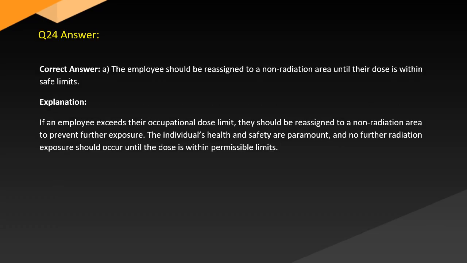Answer. Correct answer: A. The employee should be reassigned to a non-radiation area until their dose is within safe limits. Explanation: if an employee exceeds their occupational dose limit, they should be reassigned to a non-radiation area to prevent further exposure. The individual's health and safety are paramount, and no further radiation exposure should occur until the dose is within permissible limits.